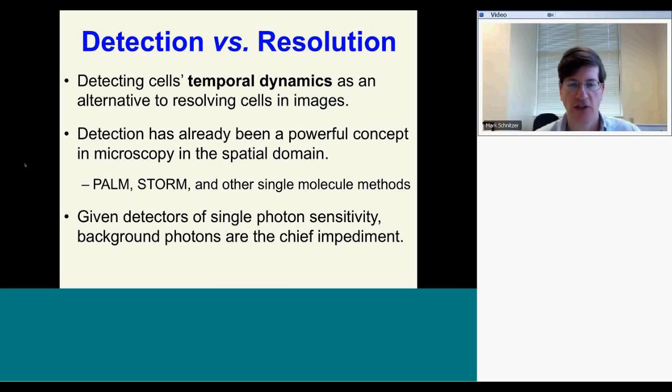And this is a key point because today we routinely can have photodetectors capable of single photon sensitivity. So we can detect very small increases in photon flux, provided that the background photon flux that we receive is sufficiently small. And what we'll see is that these background photonic emissions are in fact the chief impediment to detection of neural activity, not our capabilities for resolving individual neurons.